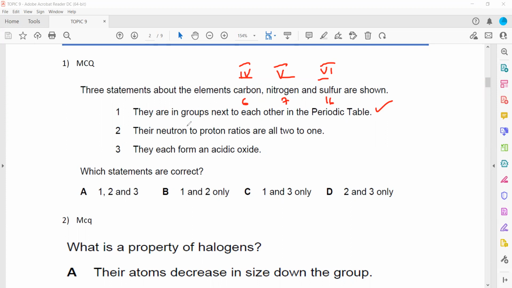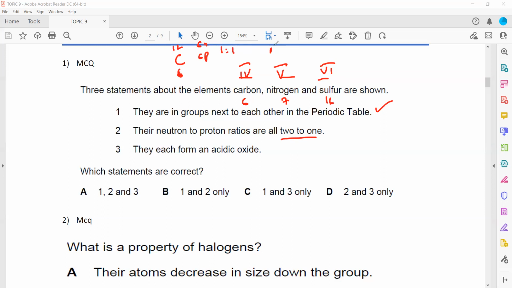Then their neutron to proton ratio are all 2:1, like number of the neutron are twice as compared to number of proton. That is not correct. Why it is not correct? Like example, when I write for a carbon is 6 and 12. So carbon contains 6 proton and it contains 6 neutron. So when I take a ratio, neutron to proton ratio, like 6 neutron divided by 6 proton, the simplest ratio is actually 1:1.